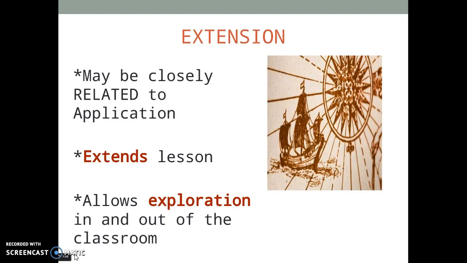Extension activities may be closely related to application activities. In the same way that the teacher may create application activities, extension activities allow the student to use the knowledge and skill from the lesson in a new way. They, of course, extend the lesson and allow the student to explore the lesson. Once again, this widens the scope of what the student is doing beyond just the lesson.